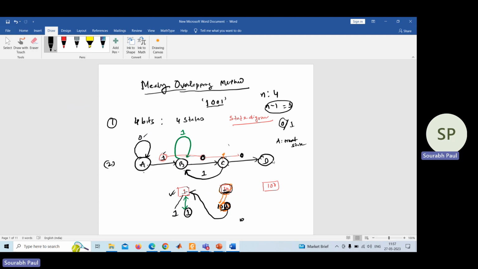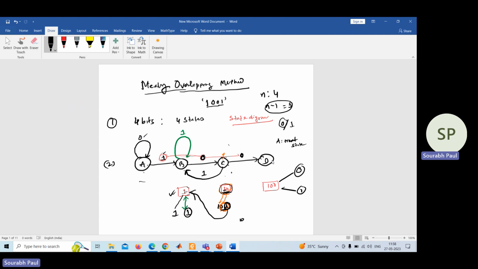Now, what about D? For D, you have to follow a different rule. Why? Because up to C, you had one input, but for the D state, you didn't consider any input. You didn't consider 0, you didn't consider 1. So in case of the Mealy overlapping method, up to n minus 1 number of states, you need to follow these rules. And when you are coming to the n state, that is the last state, in that case, you need to follow some different rule.